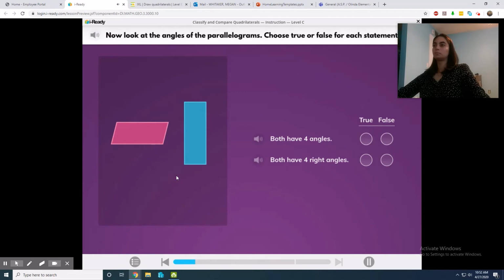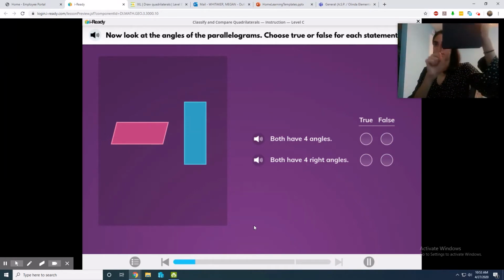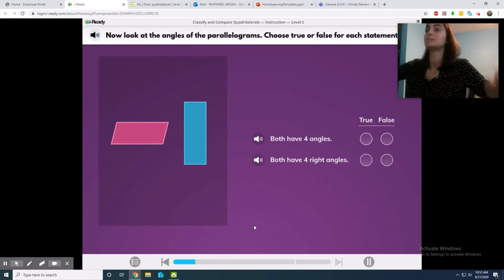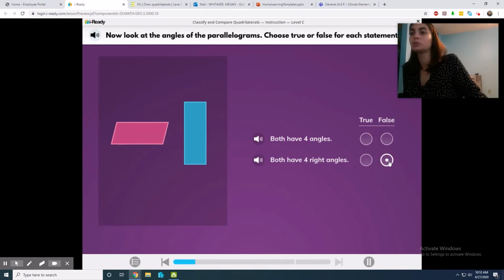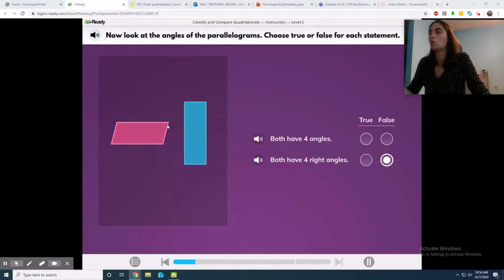Now look at the angles of the parallelograms. Choose true or false for each statement. Both have 4 angles and both have 4 right angles. A right angle is what a square or a rectangle has, a square corner. Like if you had a book, this is a right angle. If I look at this first shape, the pink one, it's a little bit crooked, so it's not a right angle. So they both don't have right angles, but they do both have 4 angles. If I count 1, 2, 3, 4, 1, 2, 3, 4, they both have 4 angles.